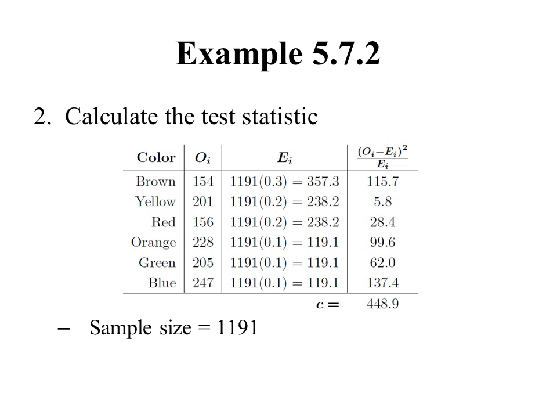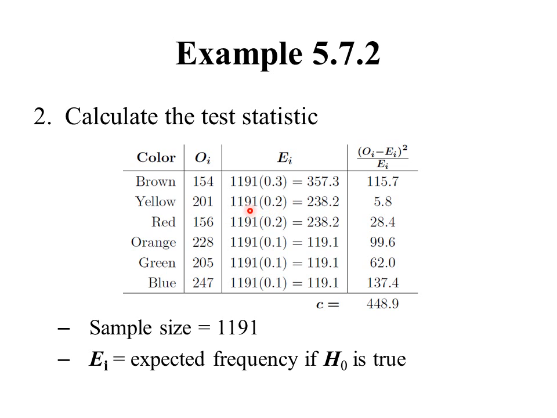In the next column, we're going to calculate this quantity E sub i, which is the expected frequency if the null hypothesis were a true statement. So part of the null hypothesis says that 30% of our candies are brown. If we take 30% of our sample size, that comes out to be about 357. So if the null hypothesis were true, I would expect in a sample of size 1,191 to see about 357 brown candies.